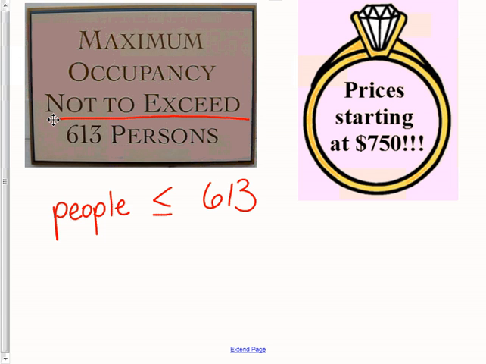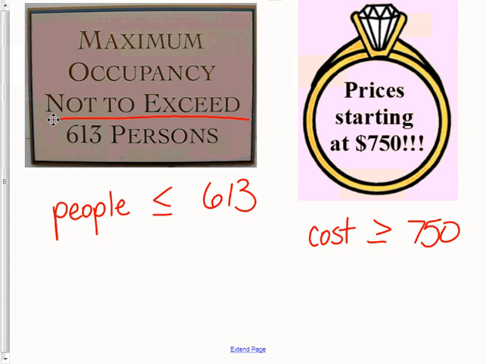And last but not least, prices starting at $750. We see this in stores quite often. So the cost starts at $750. That means that is the lowest something might cost. So it could be exactly $750, or it could be greater than. So the cost is greater than or equal to $750.